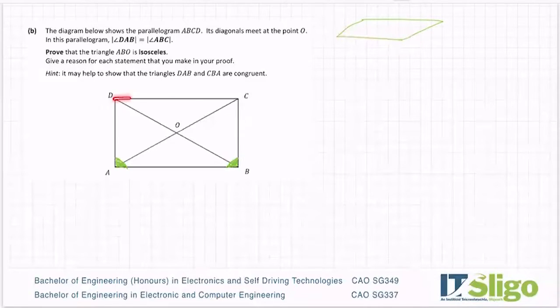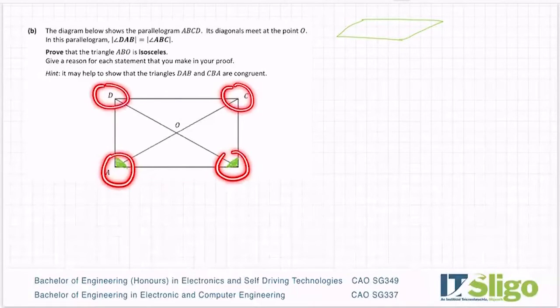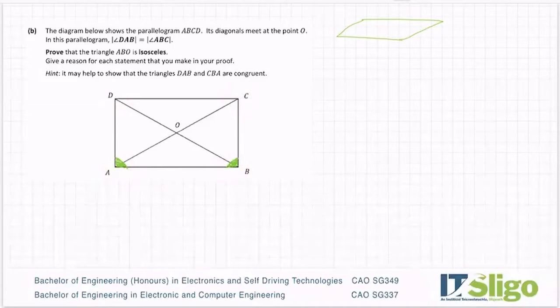Okay, so I'm hazarding a guess that this is a rectangle, and we've all got 90 degrees in the four corners, and that the diagonals bisect each other. Okay, so it doesn't tell us that, so I can't assume it, unfortunately. So let's go on with the question. Prove that the triangle ABO is isosceles. So ABO. Okay. So I have to prove that's isosceles.